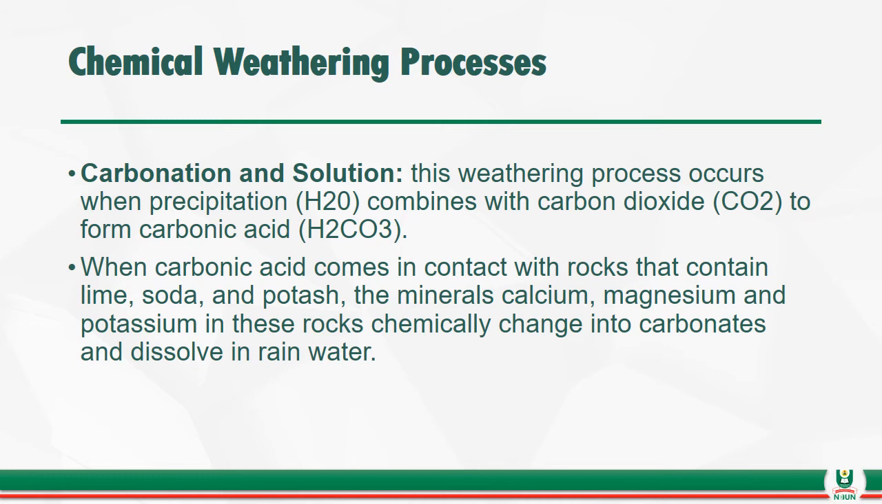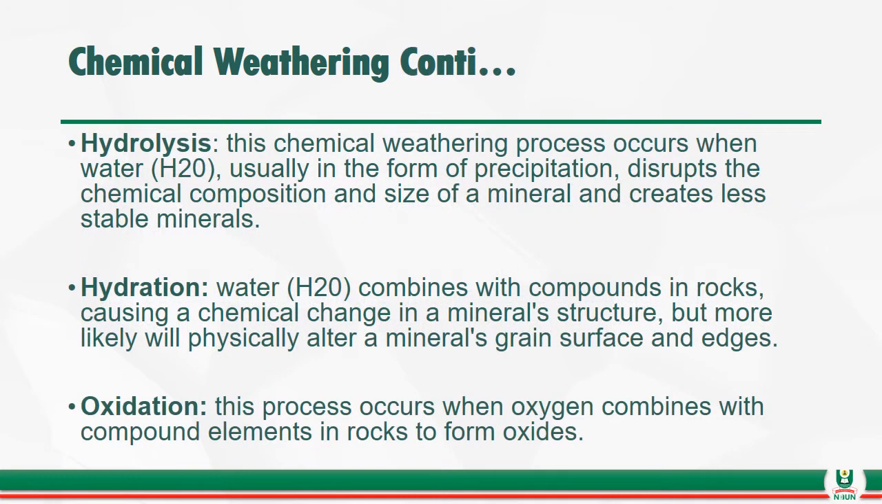Now, chemical weathering processes: carbonation and solution. This weathering process occurs when precipitation, such as water, combines with carbon dioxide to form carbonic acid. When carbonic acid comes in contact with rocks that contain lime, soda, and potash, mineral calcium, magnesium, as well as potassium in these rocks chemically change into carbonates and dissolve in rainwater.